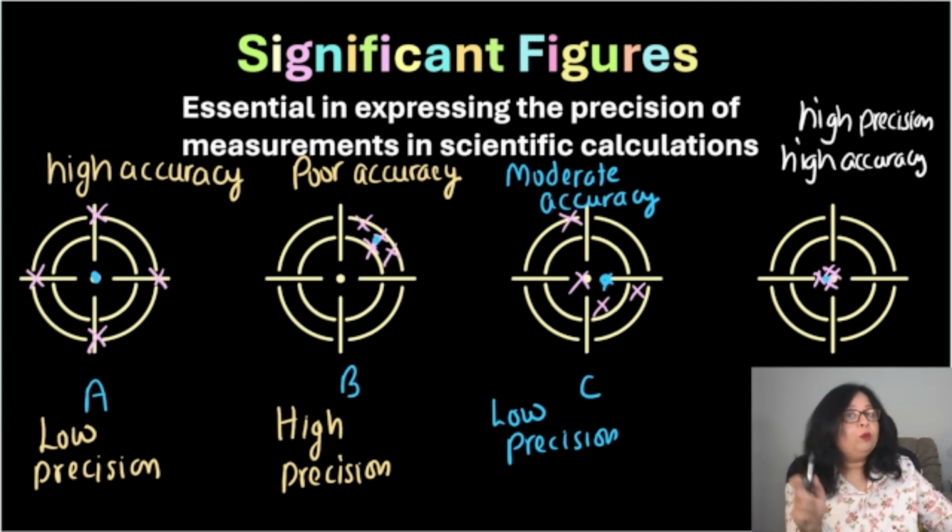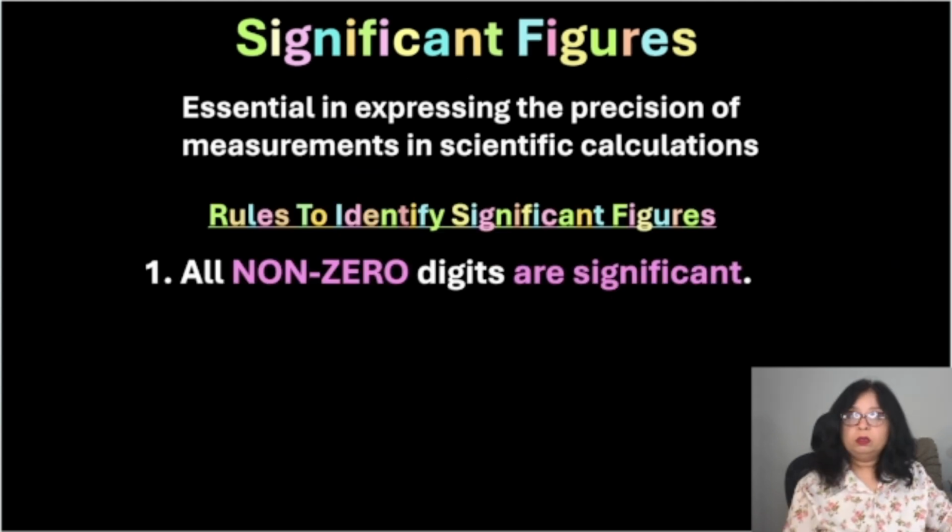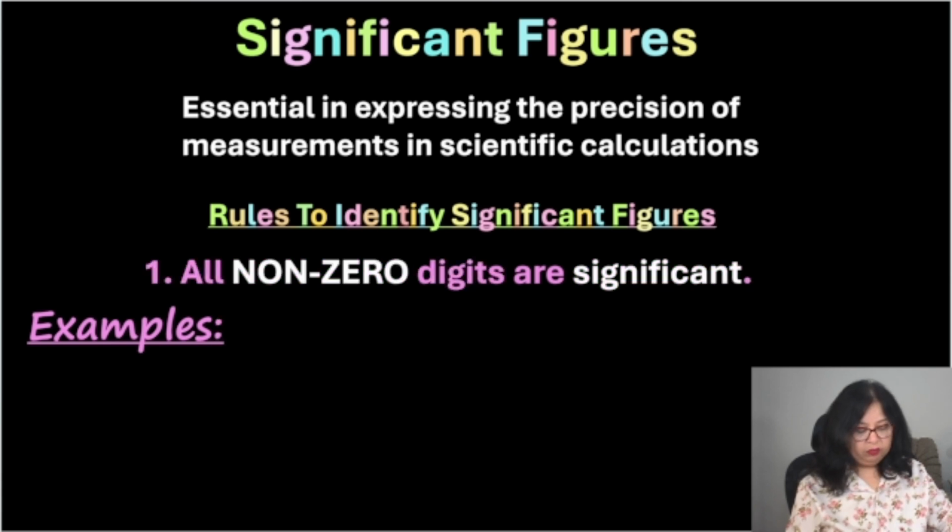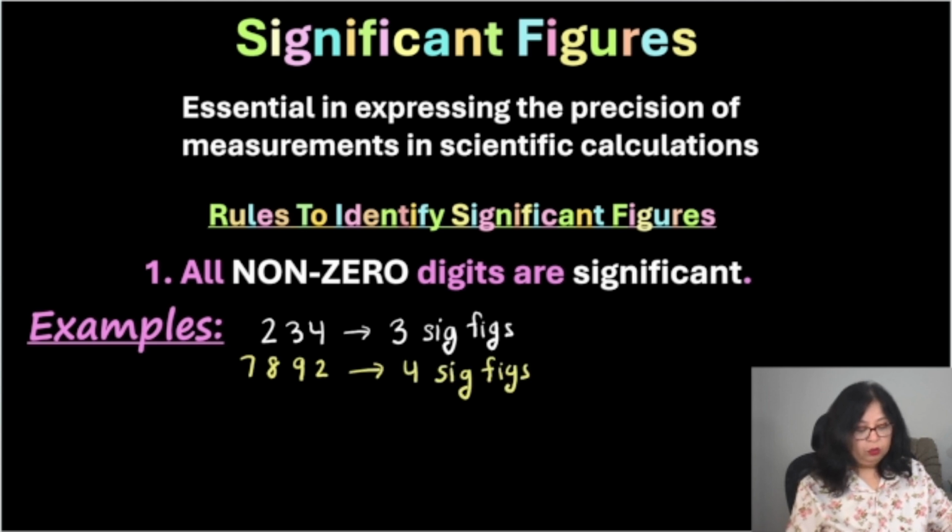Now that you hopefully understand the difference between precision and accuracy, we're going to move on to the rules of identifying the number of significant digits in a given number. So let's look at rule number 1. Rule number 1: all non-zero digits are significant. Examples: 234, 3 sig figs. 7892, 4 sig figs. 921473, 6 sig figs. Very good.